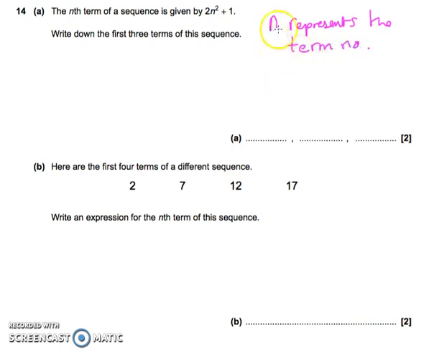Right, if we remember that at all times, then we're going to be able to work out the first three terms of this sequence pretty simply. So term number 1 is the first term. So you're going to put 2 multiplied by 1 squared plus 1. Just remember you've got to do the 1 squared bit first. So 1 squared is 1, 2 times 1 is 2, and then 2 plus 1 is 3. So there's our first term, 3.